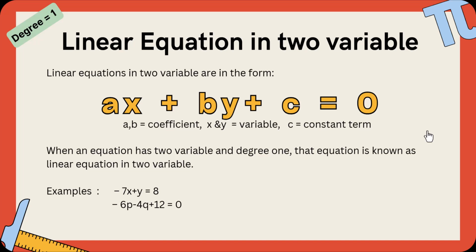Yes. So we have ax plus by plus c is equal to 0. Right. So a linear equation in two variables should be linear, that is, the degree should be 1. There are two variables, x and y.